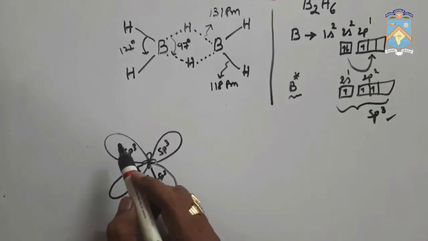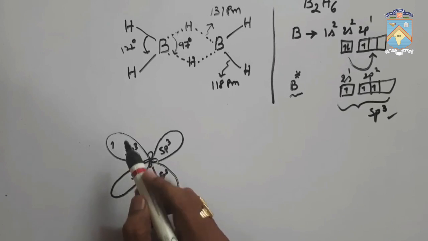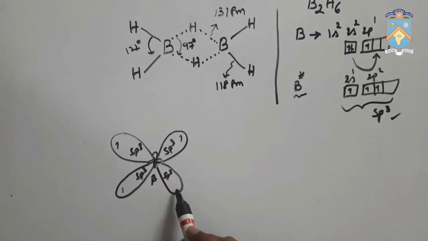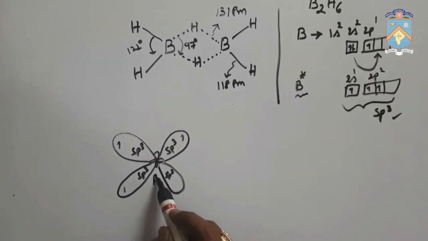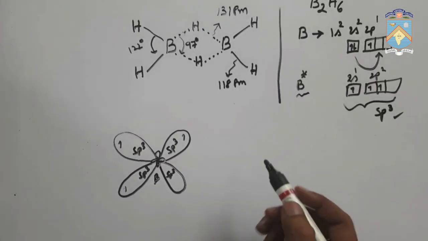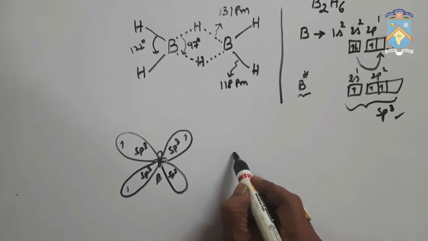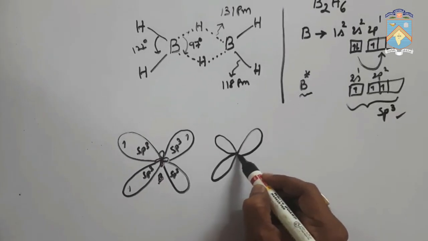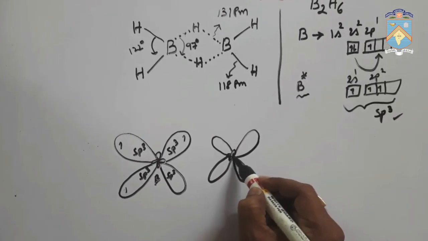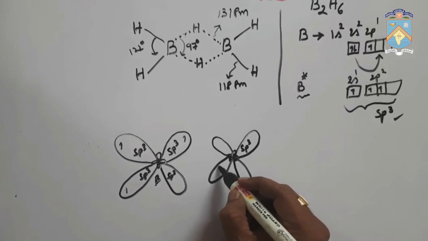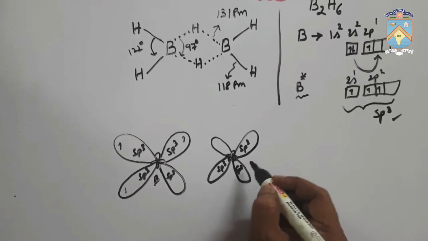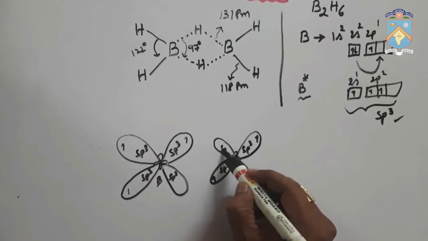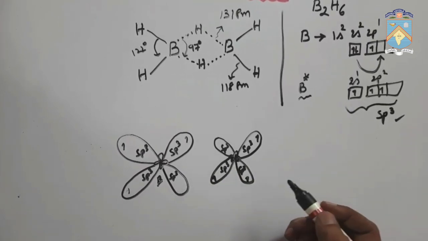And out of these 4 orbitals, 3 sp3 hybrid orbitals are having 1 electron each like this. And 1 sp3 hybrid orbital is empty. Now the same scenario is observed on the other boron also. So on the other boron also we have 4 sp3 hybrid orbitals formed like this. 3 of them are having 1 electron each like this, and 1 is empty.